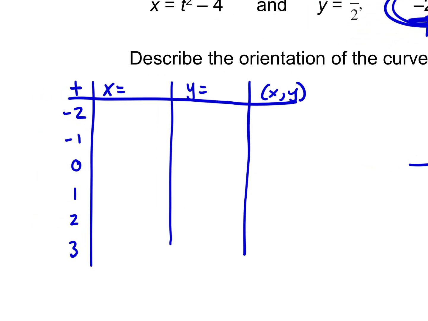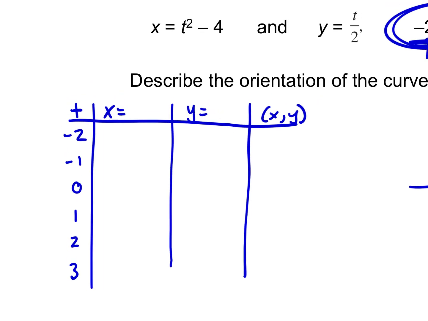So let's start by plugging in -2. So we're plugging this into our t in our two equations here. So starting with my x equation, I'm going to plug it into the t here. So we have negative 2 squared minus 4. Negative 2 squared would be 4, and 4 minus 4 is 0. Perfect. Now let's plug it into our t in the y equation. So we have negative 2 over 2, which would simplify to what? Negative 1. So our point here would be 0, comma, negative 1.